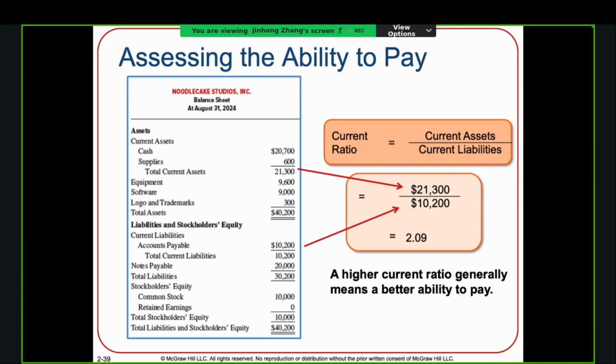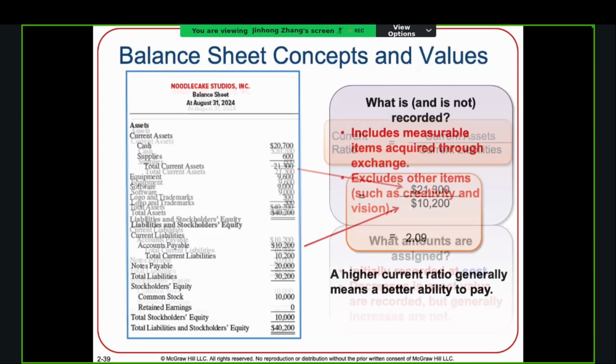So this one, your ability to pay: current assets divided by current liabilities. That's 2. That's great. Okay, if it's more than 1, you are comfortable.